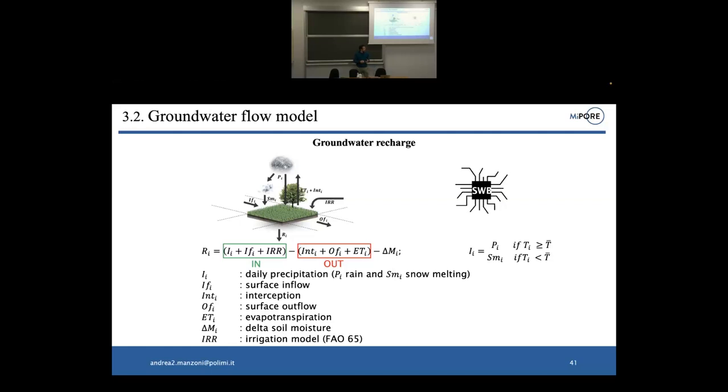The output of each cell is composed of the water that evapotranspirated, the outflow due to the runoff, and the water intercepted. We also have a last component that is related to the water stored within a cell. Okay?